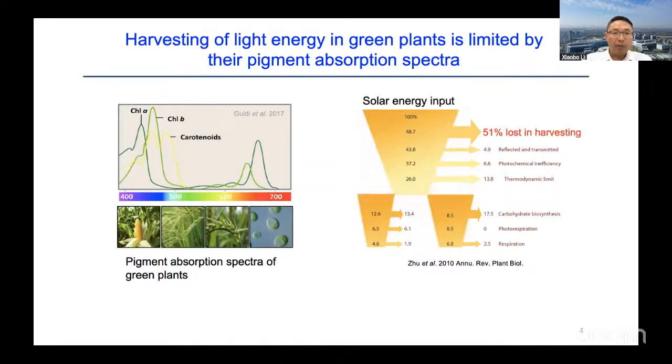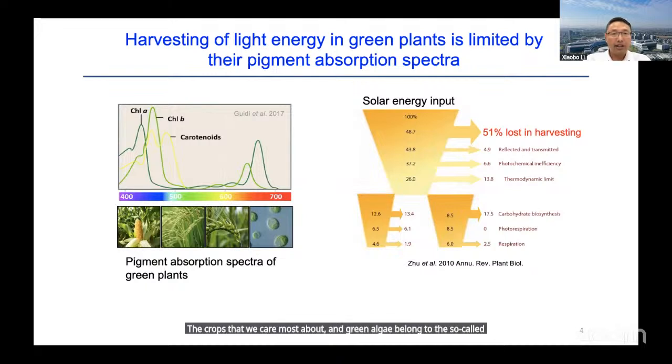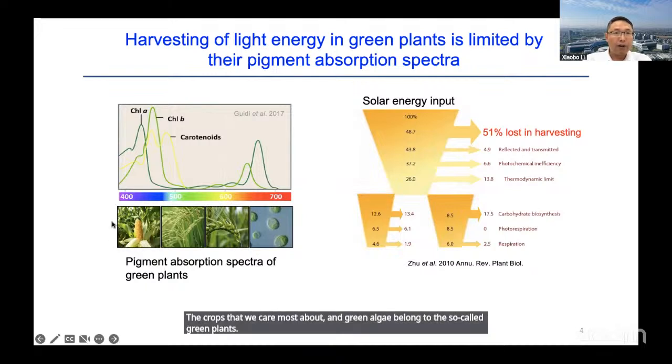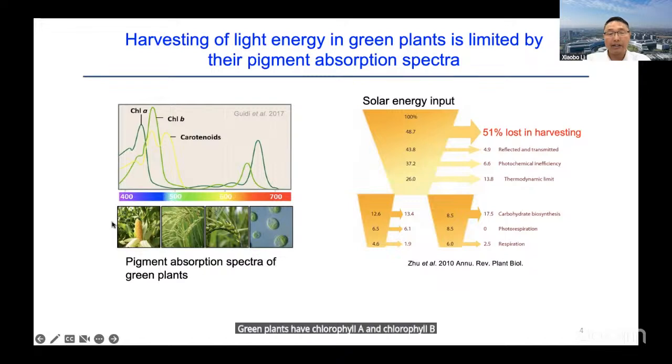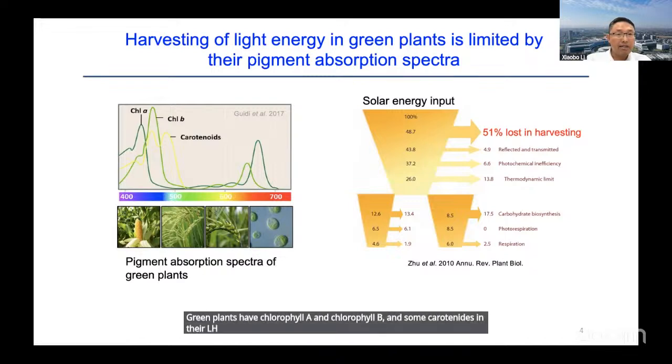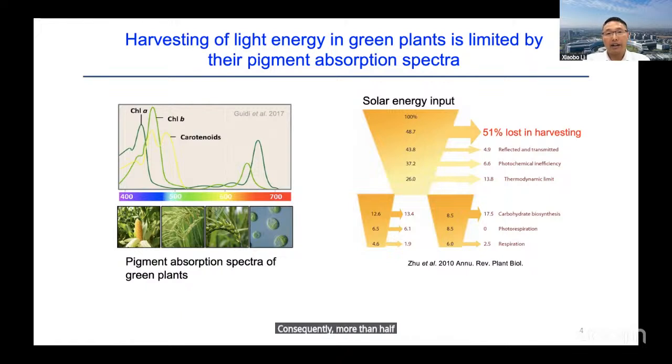The crops that we care most about and green algae belong to the so-called green plants. Green plants have chlorophyll a and chlorophyll b and some carotenoids in their LHC. And these pigments harvest blue light and red light only, but not much green, yellow, or far-red light. Consequently, more than half of the solar energy actually cannot get absorbed by the complexes.